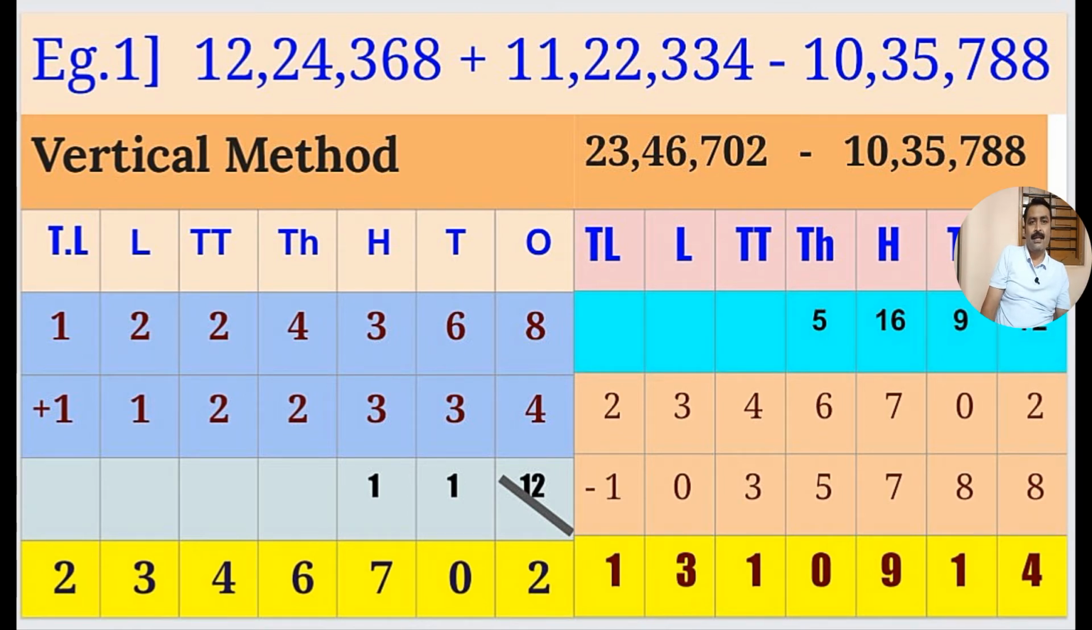11,22,334. So we arrange it the opposite way, starting from 1's place. So 4 we arrange below 8 in 1's place, 3 below 6 in 10's place, 3 again under 3 in 100's column, 2 below 4 in 1000's column, 2 below 2 in 10,000's column, 1 below 2 in lakh place column, and 1 below 1 in 10 lakh place column. So this is the proper vertical arrangement, and we know in addition we start from 1's place.